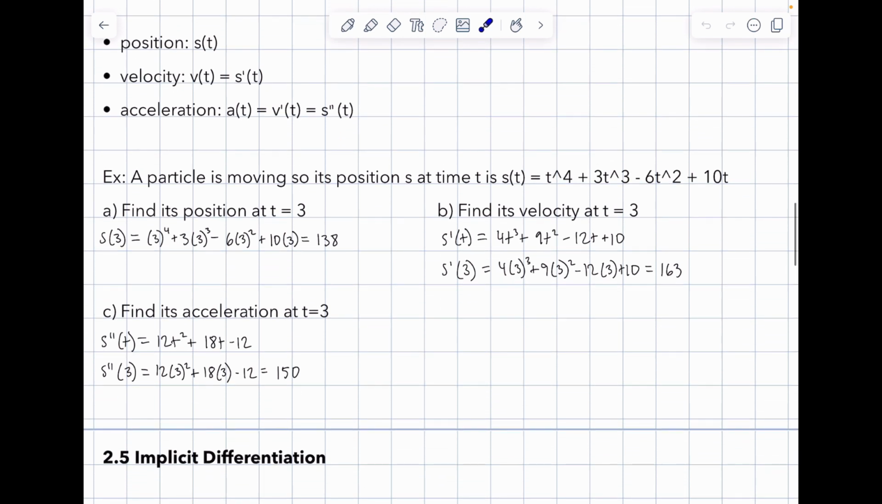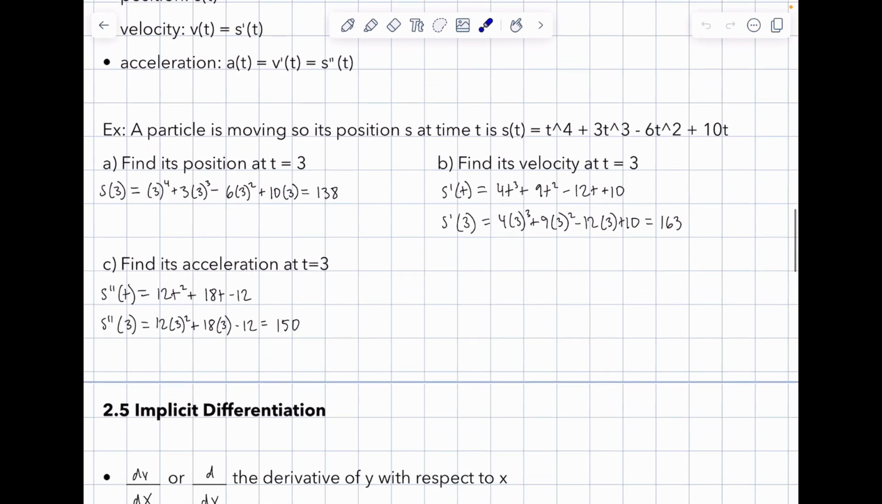And so here's an example. A particle is moving, so its position s at time t is s of t equals t to the fourth plus 3t cubed minus 6t squared plus 10t. So A, find its position at t equals 3. It gives us the position formula, so all you have to do here is plug in 3 to the formula, and you get its position is 138.